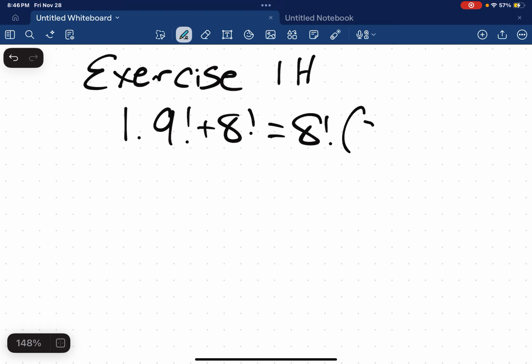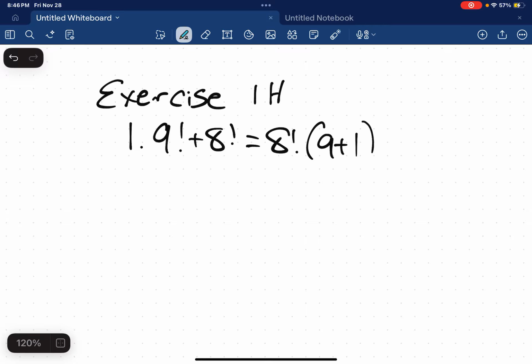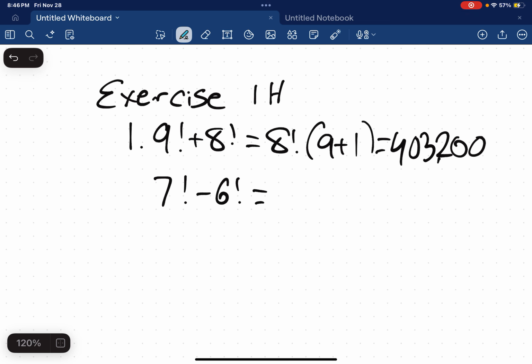This can be factored out like this. If you remember, 9 factorial is just 9 times 8 factorial. And it actually does want you to put in the answer at the end, so we'll do that. I already have all this calculated, by the way, so this isn't really something I need to waste time on. 7 factorial minus 6 factorial is going to be equal to 6 factorial times 7 minus 1, which is equal to 4,320.